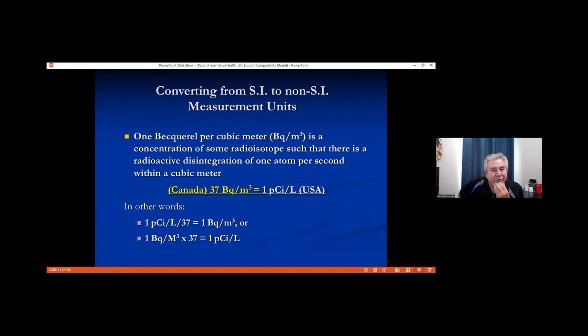The US uses a different one. They use picocurie per liter. So to convert between the two, 37 becquerels per cubic meter is equal to 1 picocurie per liter. The actionable level in the States, in the US, is 4 picocurie per liter. So if we multiply that by 37, that gives us about 148. So we round that off to 150. So the American actionable level is equivalent to our 150 becquerels per cubic meter here in Canada.